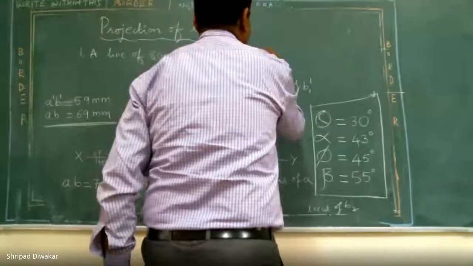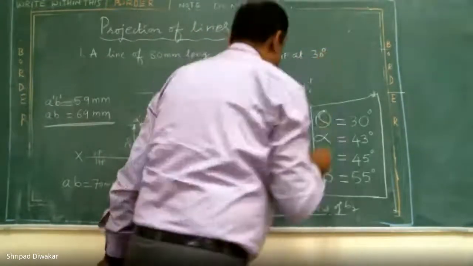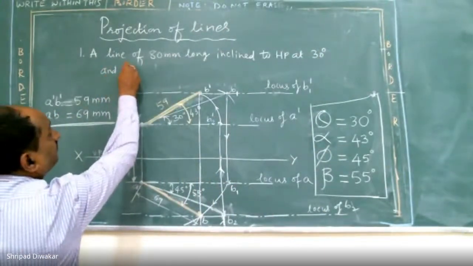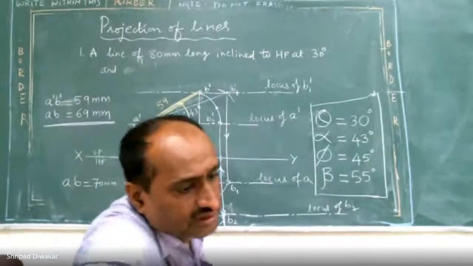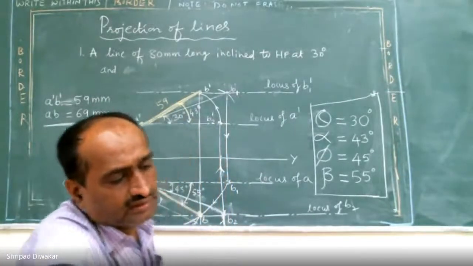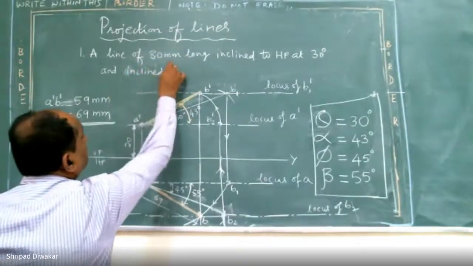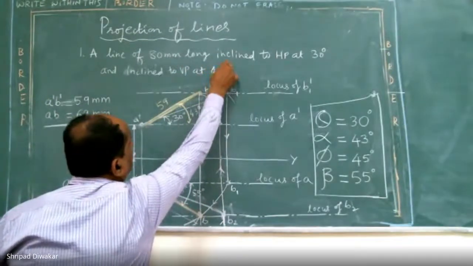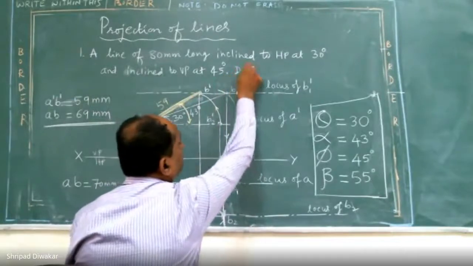Is this the next problem, sir? Next problem: inclined to HP at 30 degrees and inclined to VP at 45 degrees. Draw the projections of the line. Can you tell me what is the difference between the first problem and this problem?